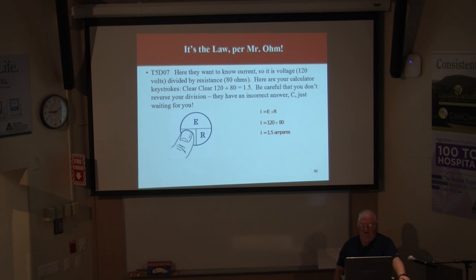Here they want to know current. So the voltage, 120 volts, divided by the resistance of 80 ohms, and that gives you the keystrokes for it. It says just be careful not to reverse your direction or your division. Okay, so the answer on that one's 1.5 amps.